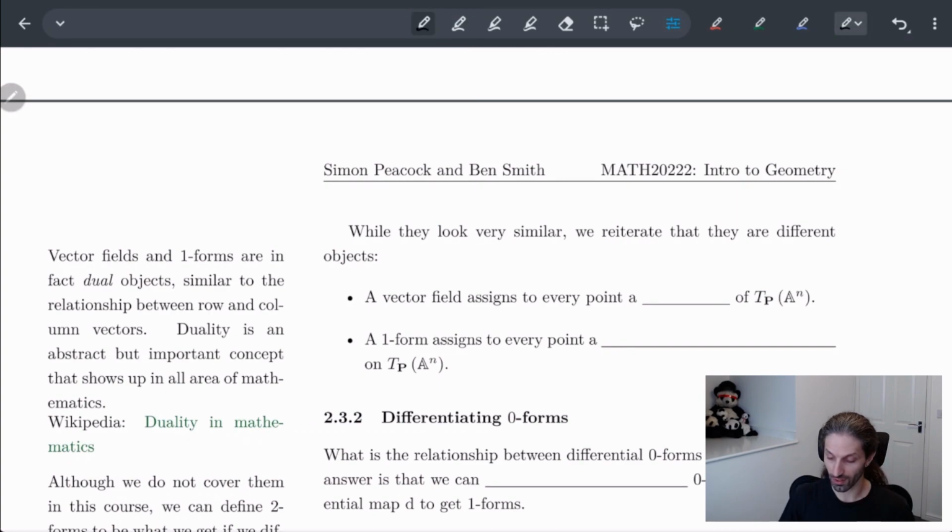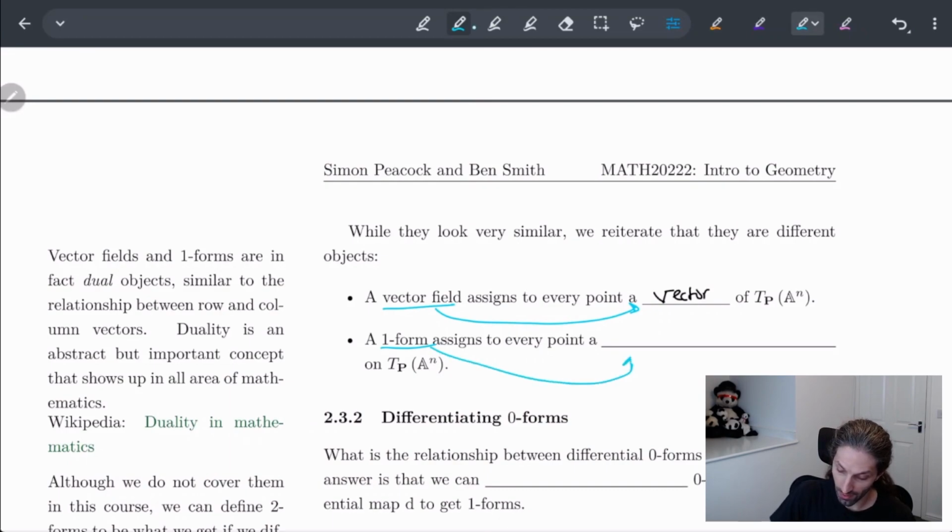A vector field assigns to every point a vector of the tangent space. So a vector field gives us a vector. And a one form gives us a linear functional. This is the big thing to note. Although they look the same and there's a nice way to go from one to the other, they are two totally different things. So we have to start remembering that they are different and start separating them in our brain.